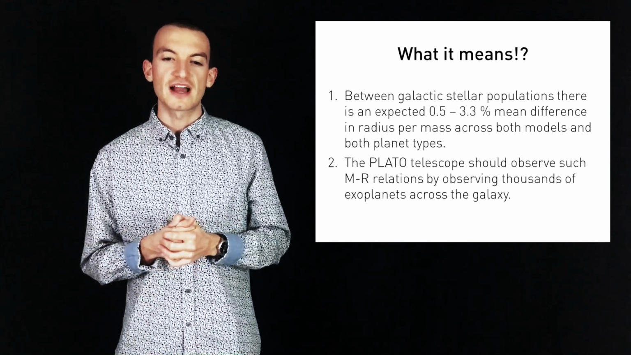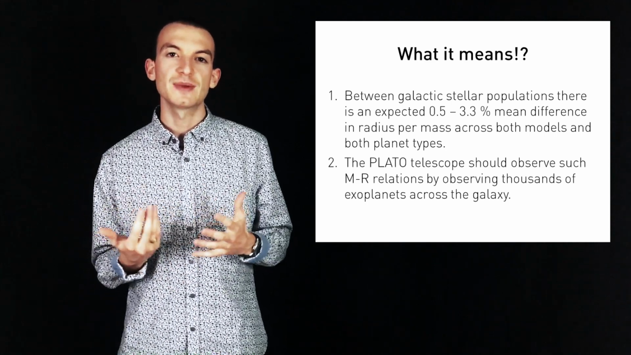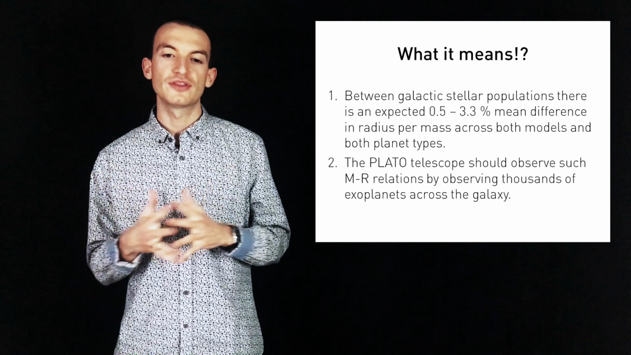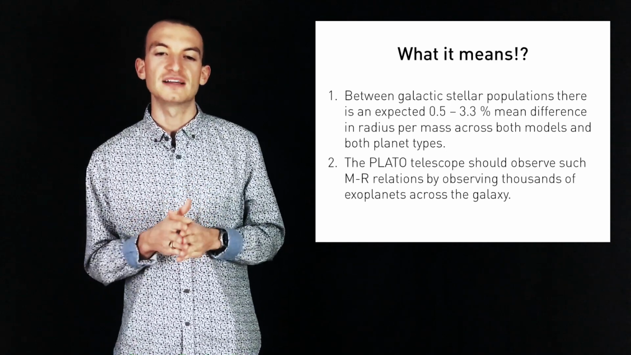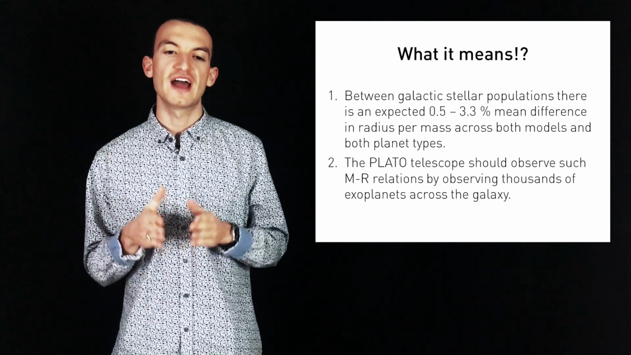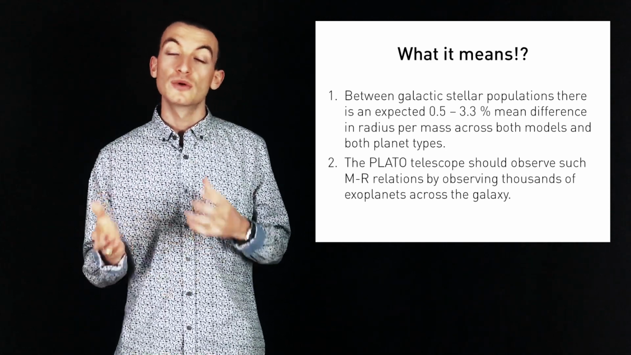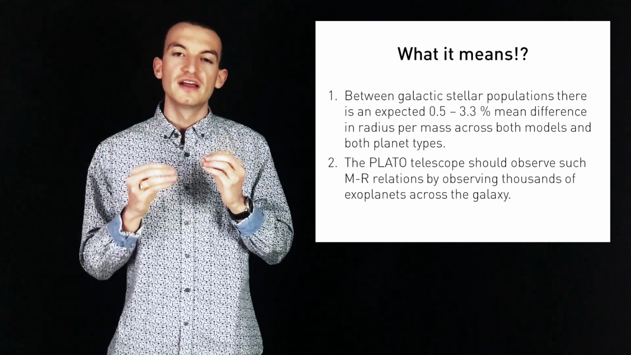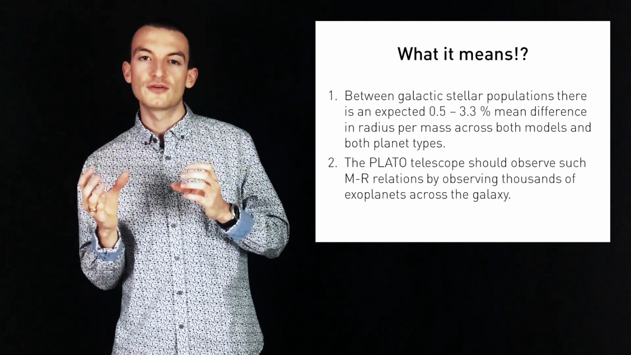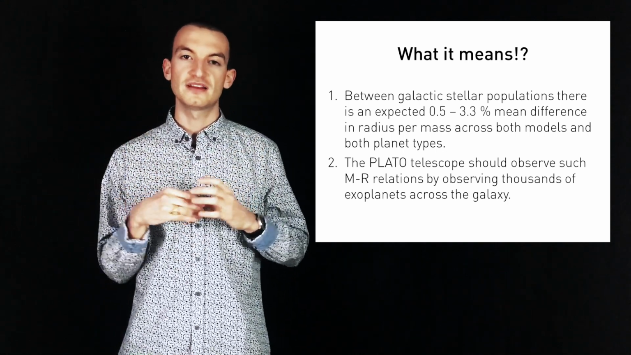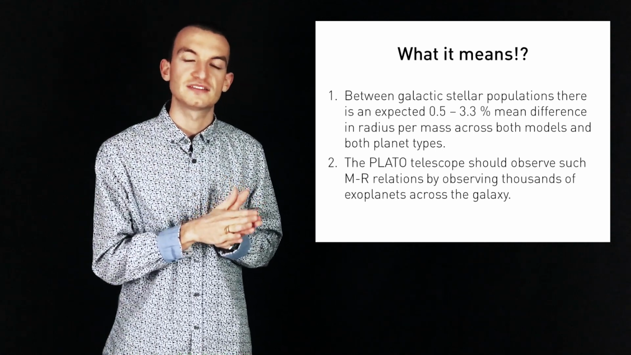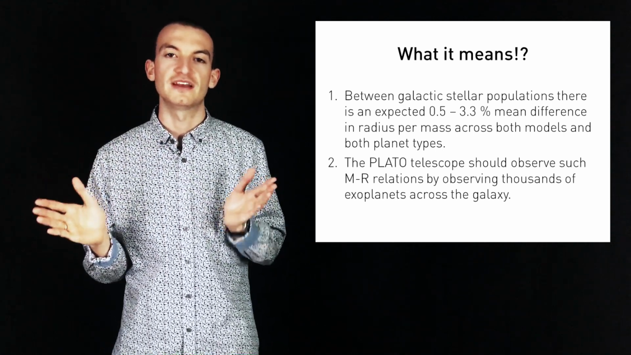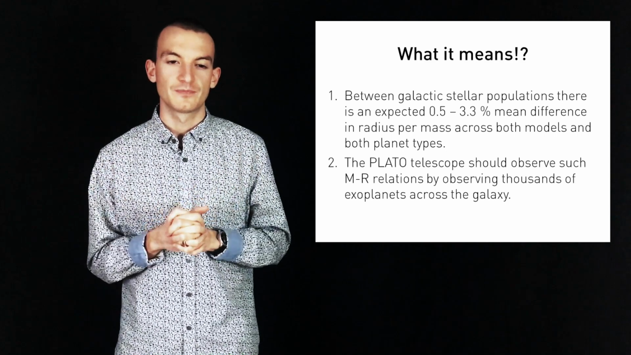Between the different galactic stellar populations, there is an expected 0.5 to 3.3% mean difference in radius per mass across both models and both planet types. What this means is that between the scenario at 0.1 AU or at 4 AU, between the two different planet types, there is a minimum of 0.5% radius difference all the way to 3.3%. And these are the constraints.